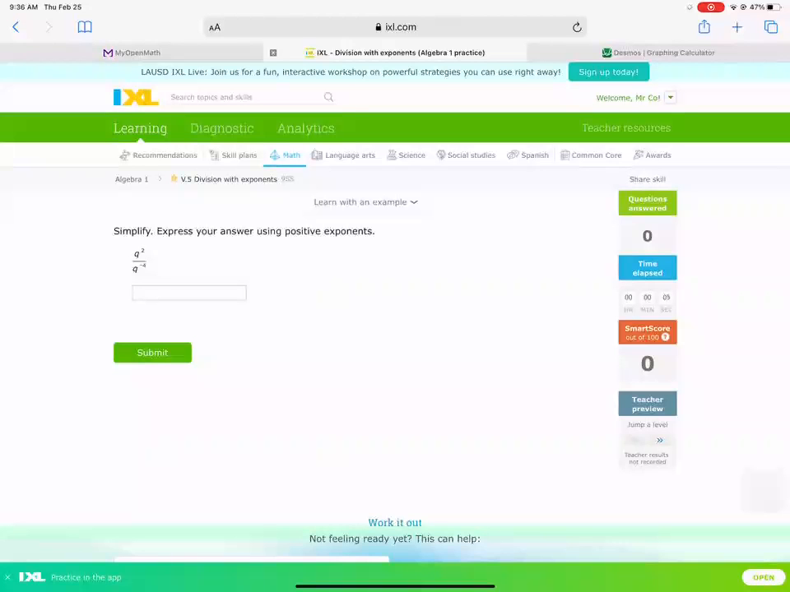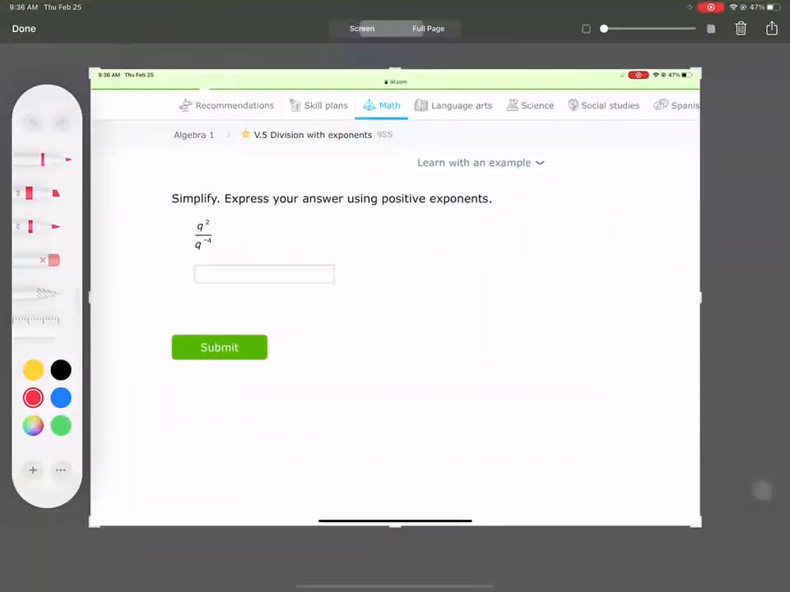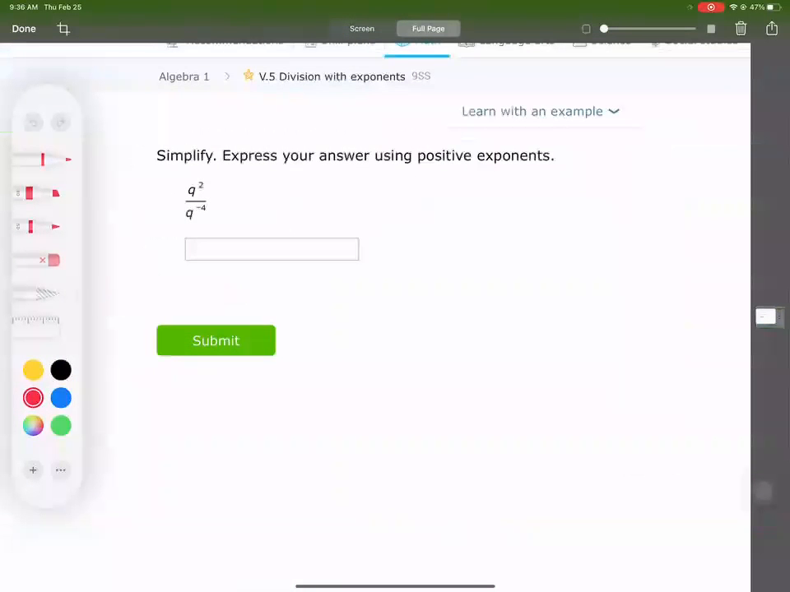Okay, so this one here, let's take a look. Simplify the expression using only positive exponents. So what happens to the problem? Let's go ahead and write on this. We're going to say q squared over q to the negative 4. We are subtracting because we are dividing. So there's a couple ways of doing this. We can say, hey, since we're dividing, we might as well just subtract. 2 minus negative 4.